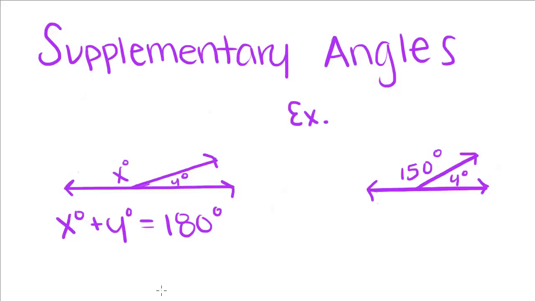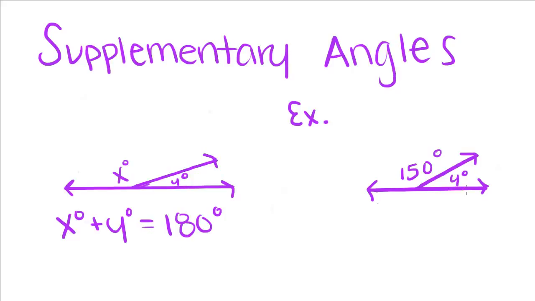Alright, so today we're going to be talking about special angle pairs and how they relate to one another. So the first type of angles we're going to talk about are supplementary angles, and they're adjacent angles. Adjacent just means that they're next to each other, that equal to 180 degrees.